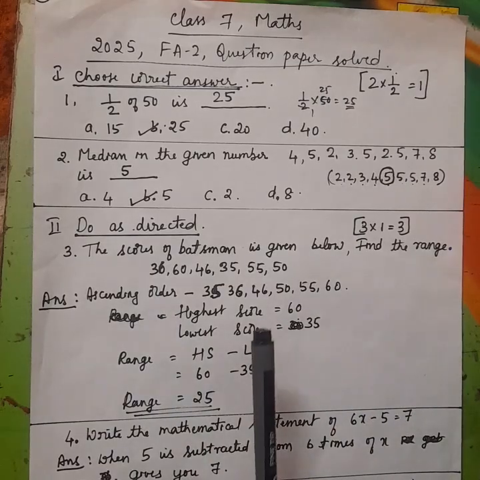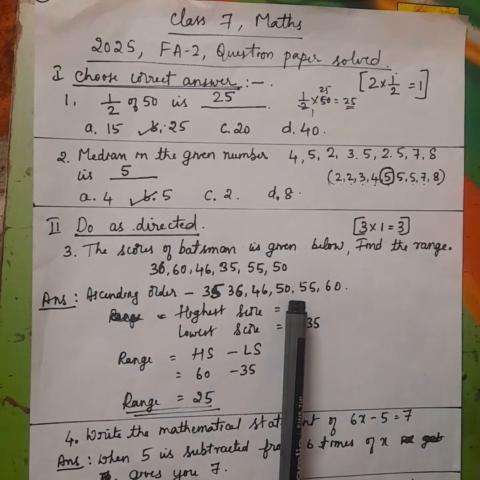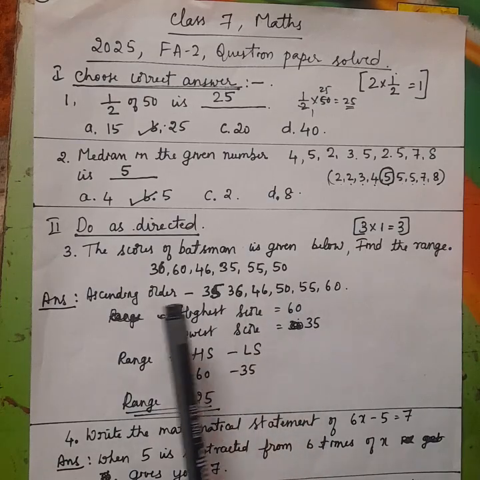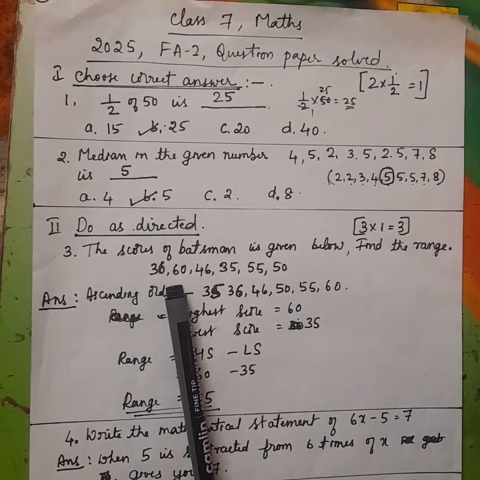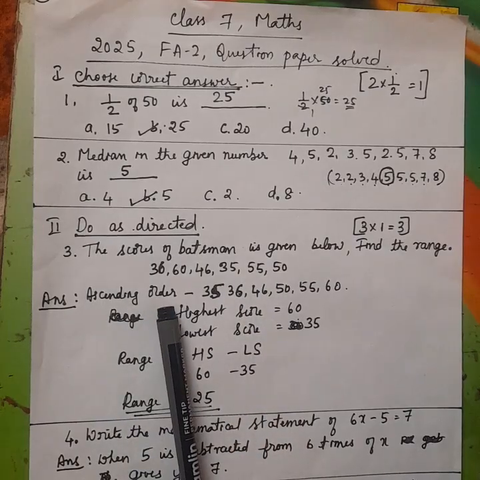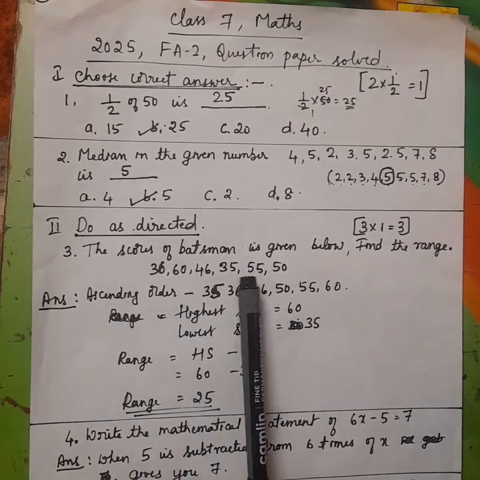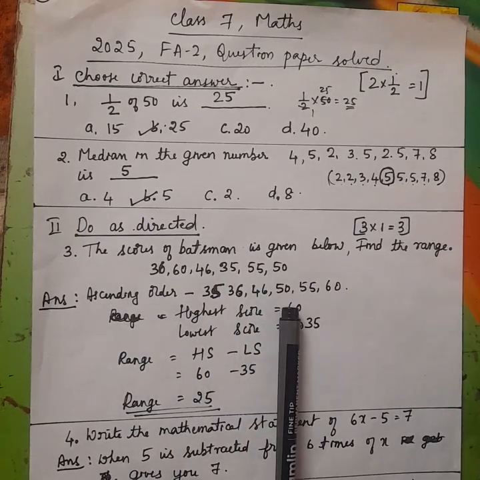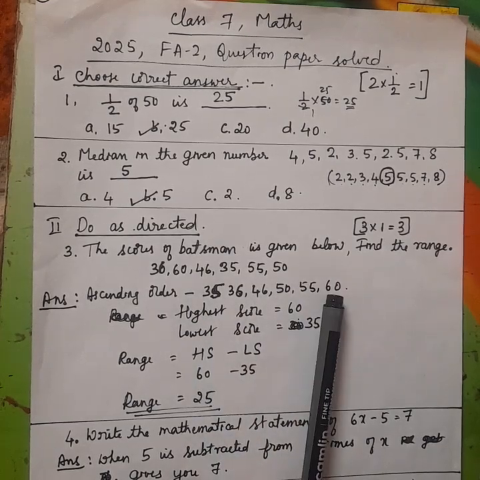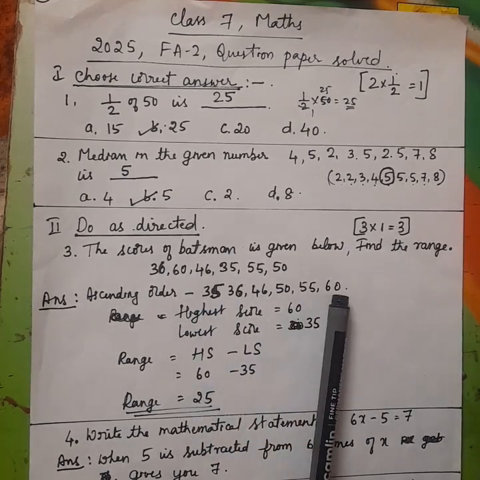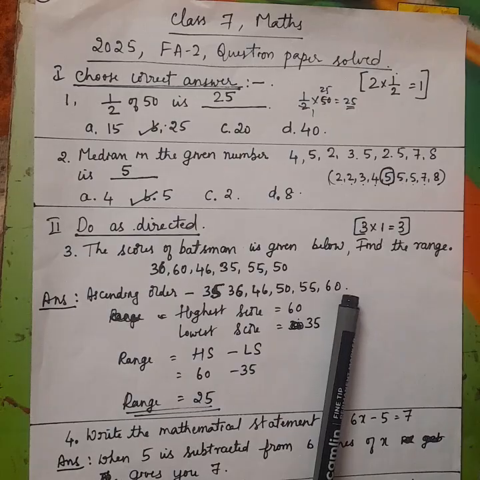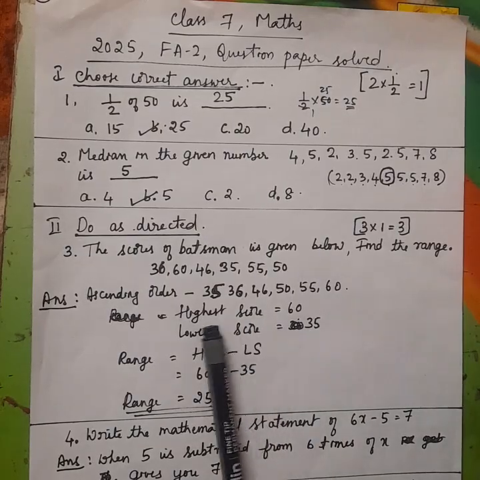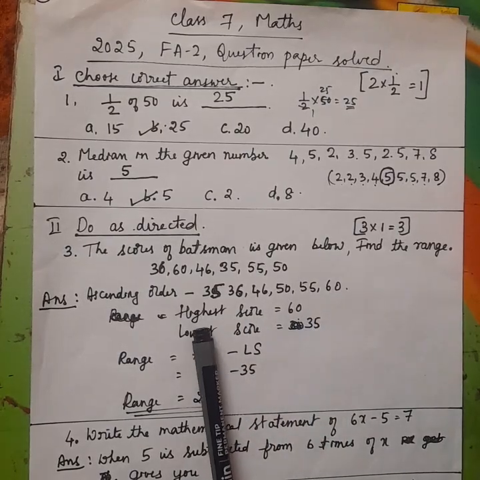Now what is the range? Range is the difference between the highest number and the lowest number. So first write the numbers in ascending order. What is the smallest number? 35, then 36, then 46, then 50, then 55, then 60. Now these numbers are in ascending order. So now take the highest score. The highest score is 60.